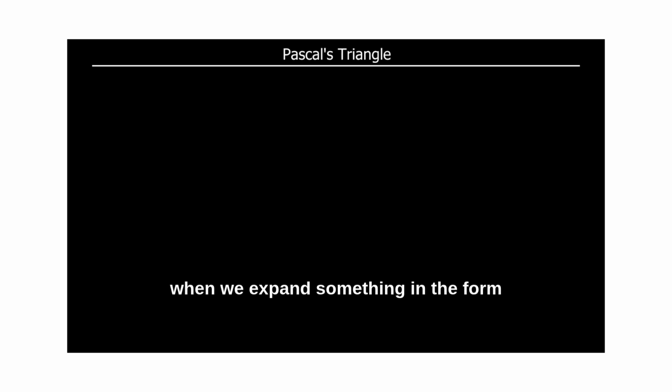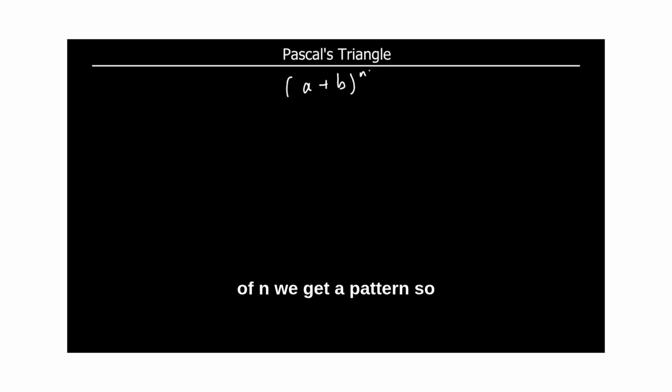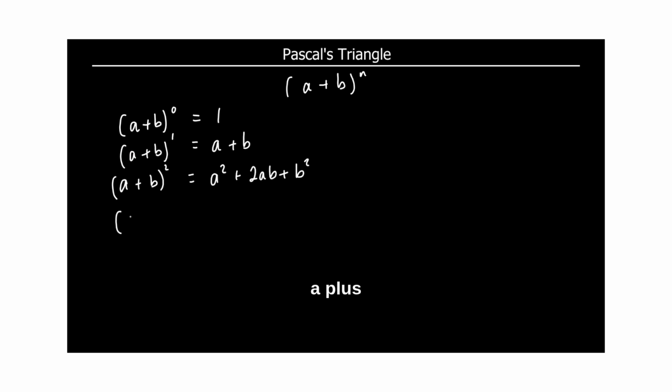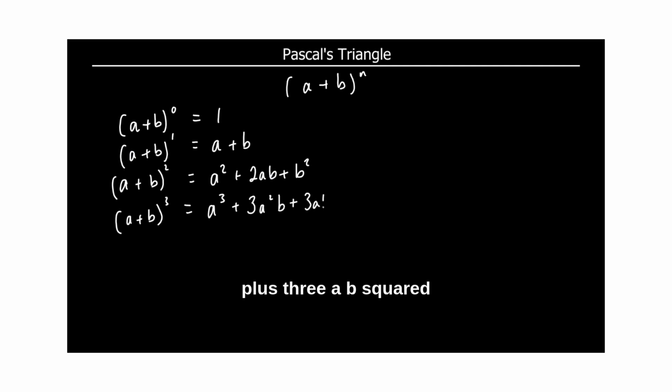When we expand something in the form (a + b)^n, we get a pattern. (a + b)^0 is 1. (a + b)^1 is 1a + 1b. (a + b) squared is a squared + 2ab + 1b squared. (a + b) cubed is a cubed + 3a squared b + 3ab squared + b cubed.